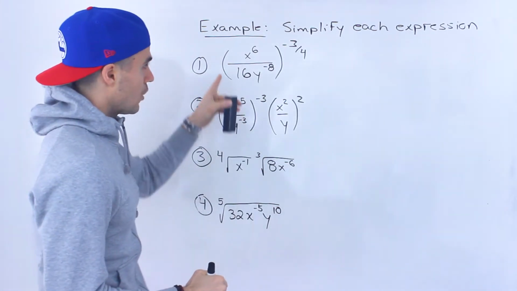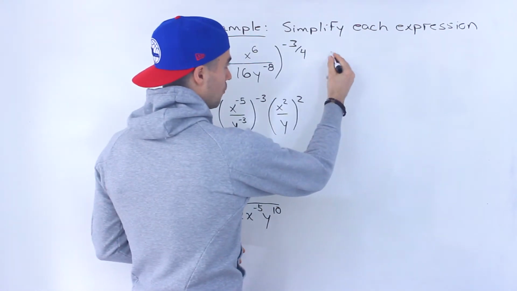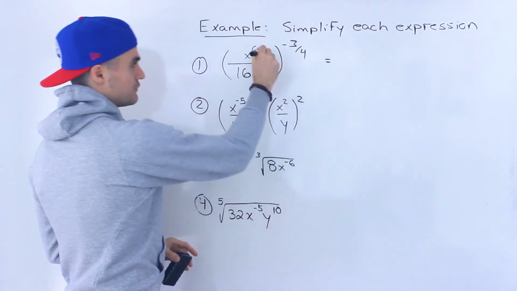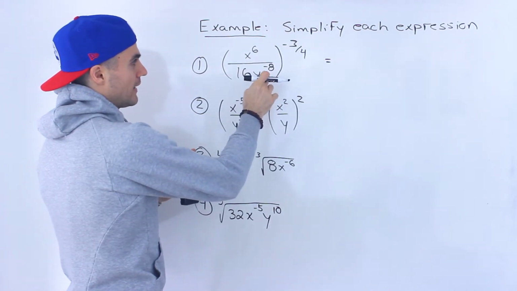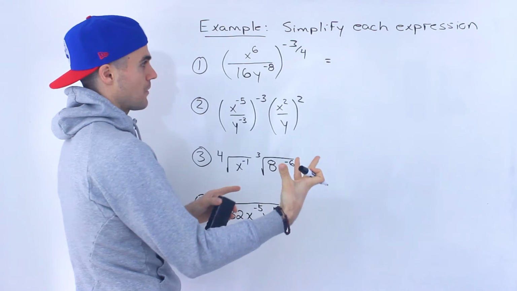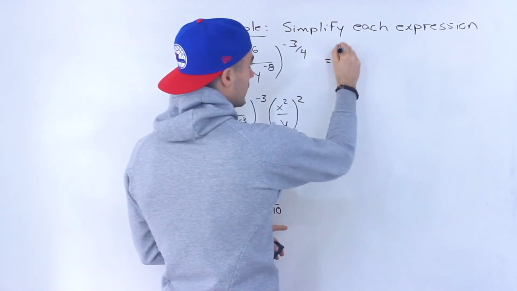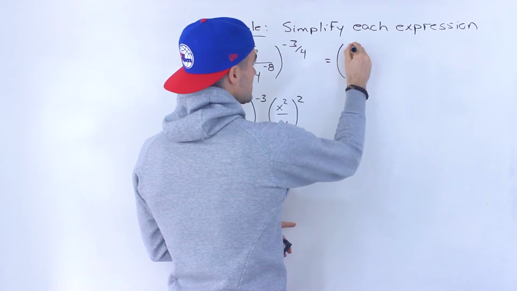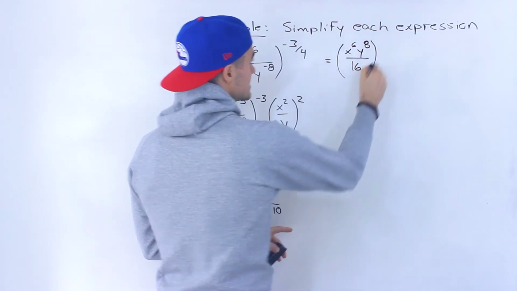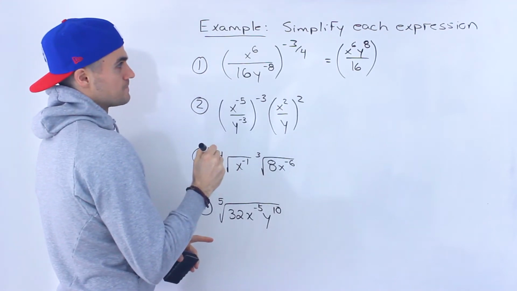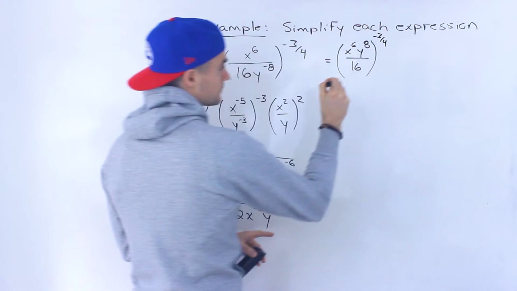So over here, the way that I'm going to do this one personally is I'm first going to work with simplifying this bracket here. Now, there's nothing that's going to cancel out. But what I like to work with is positive exponents if possible. So this y to the negative 8 I'm actually going to bring up. So I'm going to rewrite this as x to the 6, y to the positive 8 all over 16, like that. And then the exponent's going to stay the same, negative 3 over 4.